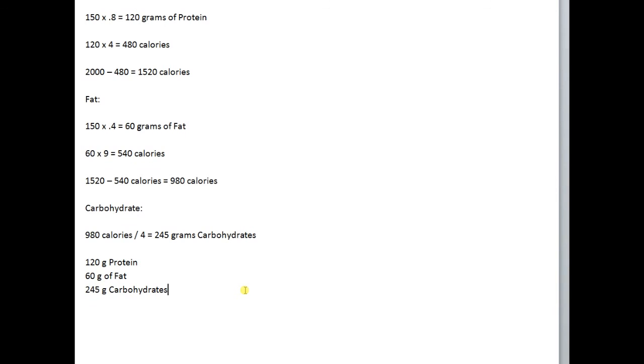Anyway, so now you have your macronutrient numbers, and you can now start IIFYMing it up with the rest of us, or flexible dieting it up with the rest of us, as you prefer.